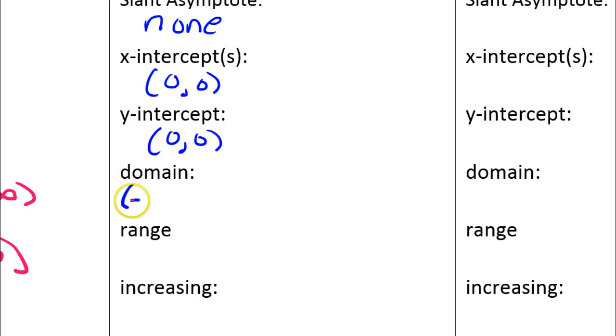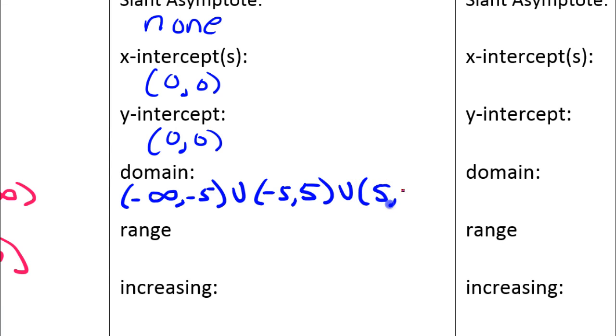So what did I say? Negative infinity to negative 5. Negative 5 to positive 5. And then 5 to infinity.